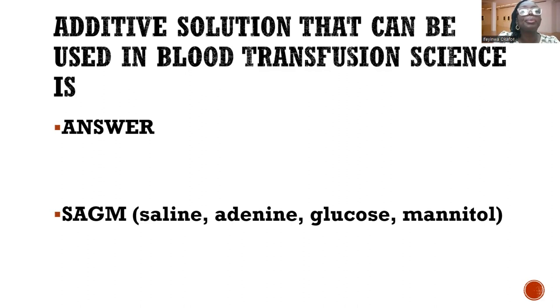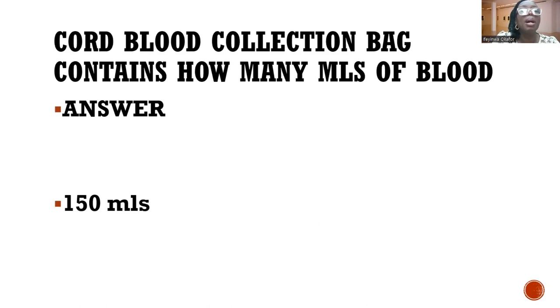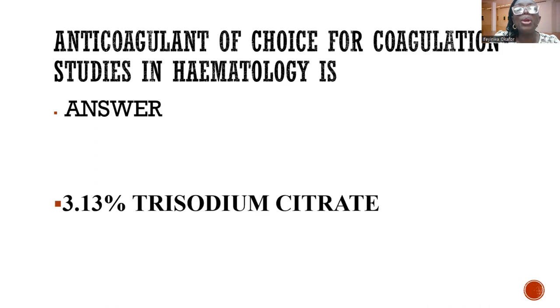Cord blood collection bag contains how many mils of blood? Answer, 150 mils of blood. Cord blood collection bag contains 150 mils of blood. Anticoagulant of choice for coagulation studies in hematology, the anticoagulant that we use in our sample bottle for coagulation studies in hematology, is, answer, 3.13% trisodium citrate.